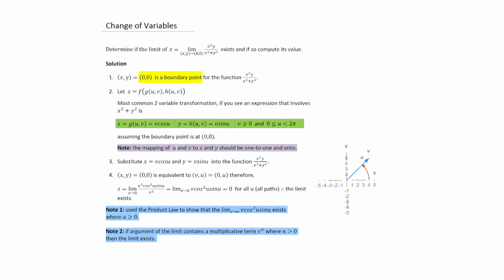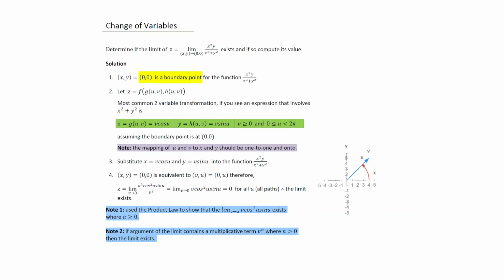That begs polar coordinates. And so that means, for instance, x will be replaced by v cos u, y will be replaced by v sine u. The limits are v greater than or equal to 0, and u is between 0 and 2 pi, right? This is typically used if you know that the boundary point is at (0, 0). Otherwise, you would have to make some modifications to the function that you substitute.